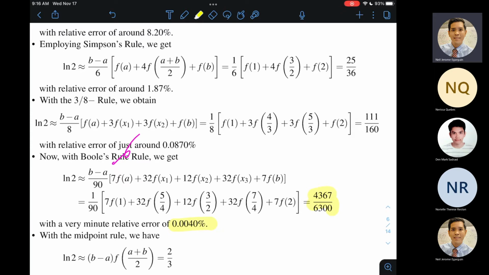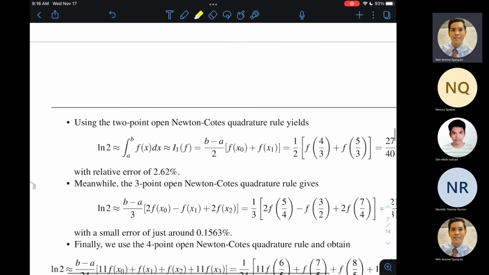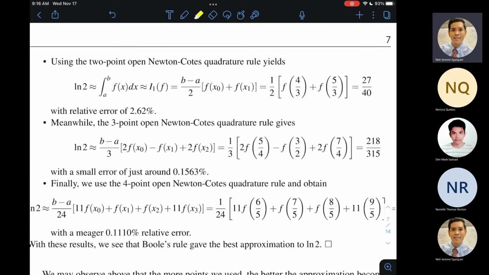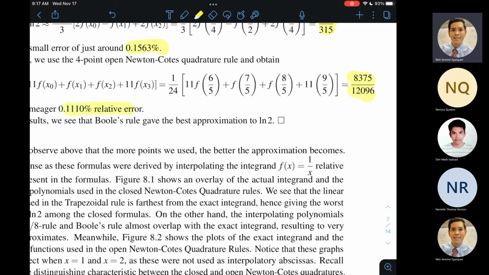Pag tinignan naman natin yung open rules, okay, o yung open formulas, pag ginamit ko yung midpoint rule, 2/3 yung makukuha kong approximate, that's a 3.82% error. If we'll use the 2-point open Newton-Cotes quadrature rule, we'll get this approximate, which has 2.62% error. So 3 points open, we get this with 0.15% error. And for the 4-point open formula, we'll get this approximate with a very small 0.11% error. Okay. But among these formulas that we tested, it seems that the Boole's rule gave the best approximation to ln 2.